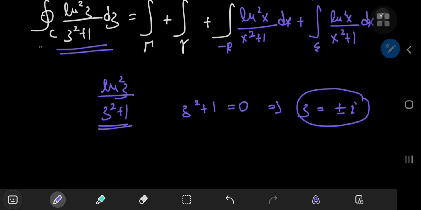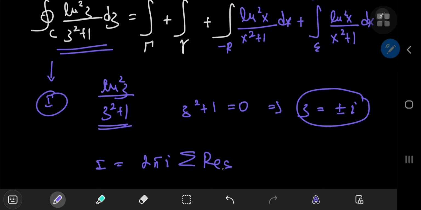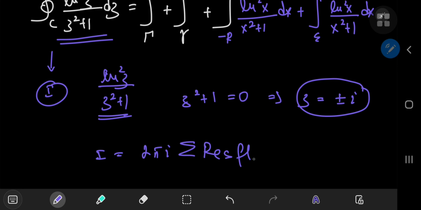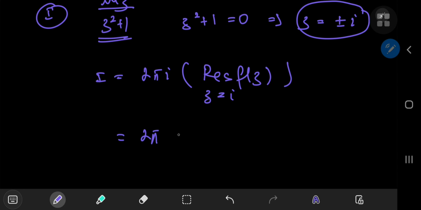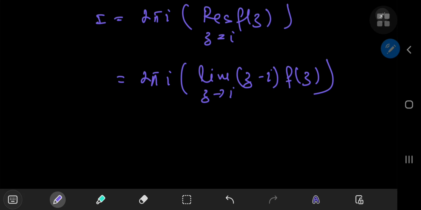So that means this integral that we called I equals 2 pi i times the sum of the residues enclosed. The only residue we're concerned with here is the residue at z equals i, correct? And how do we figure out this residue? Well, in fact, it's a simple pole, just a single pole. So we have the limit as z approaches i of z minus i times f of z. That's how you evaluate the residue.